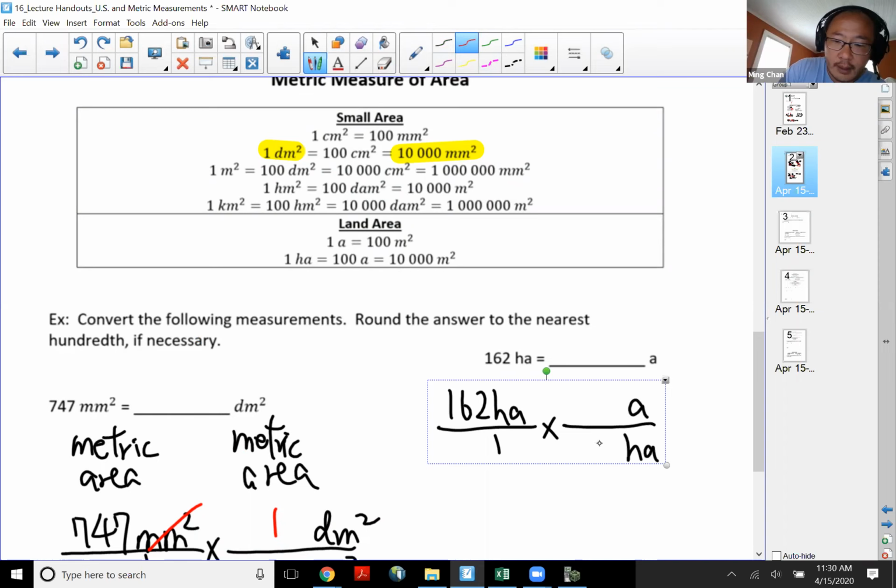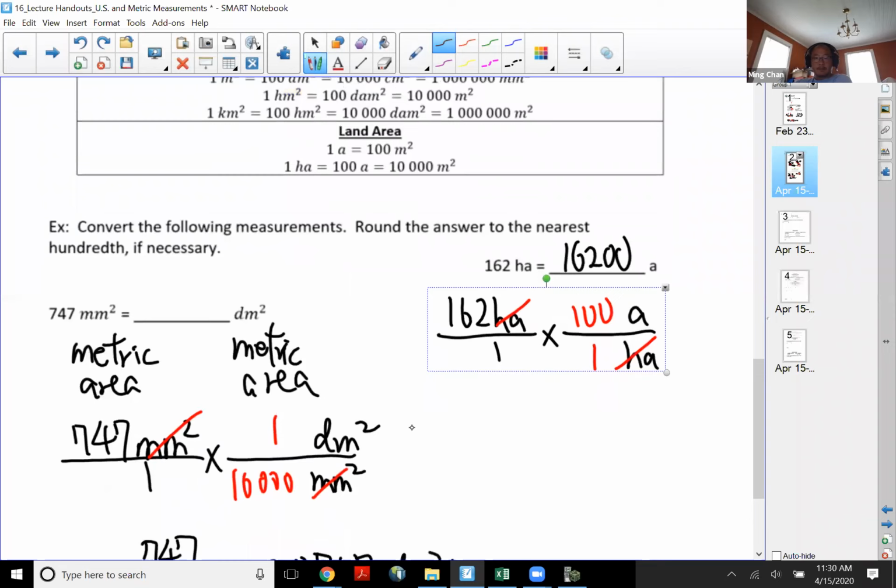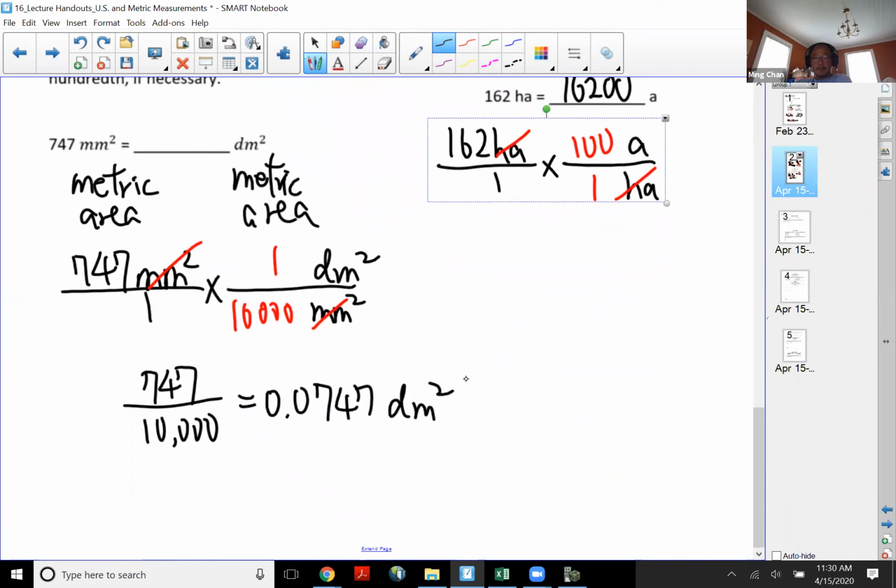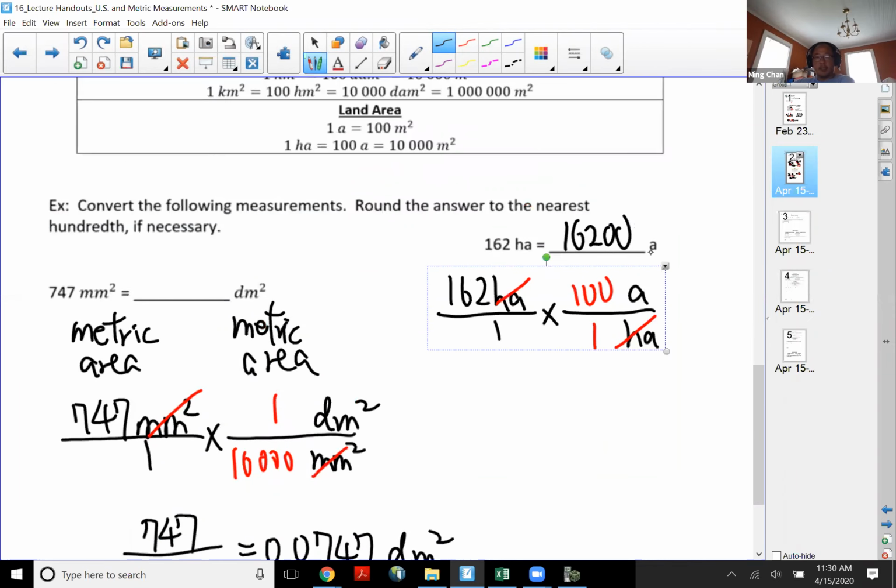All right, 1 hectare is 100 ares. So you kind of know a hectare is bigger than an are. That's why you have to what? Multiply, because you are converting from a large unit to a small unit. So my answer has got to be 16,200 ares, right? So again, hectares and ares are both metric to metric, and both are referring to areas.